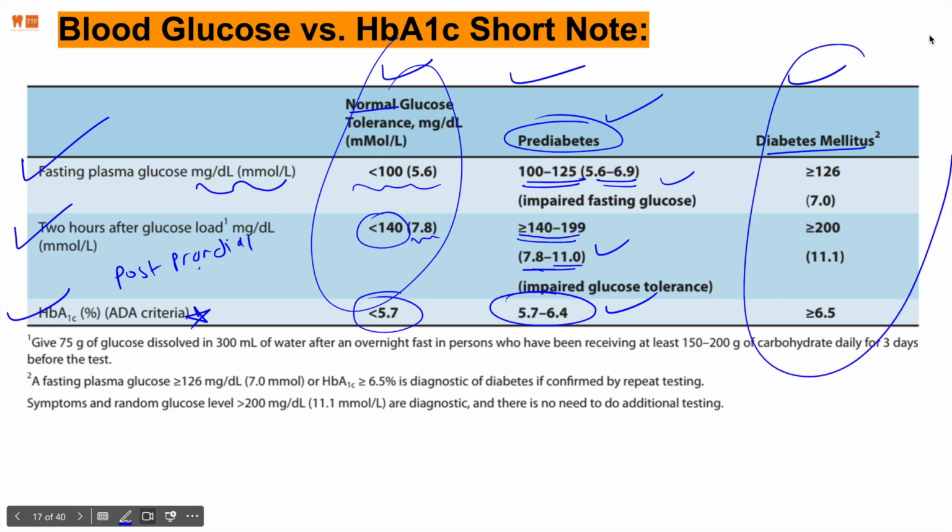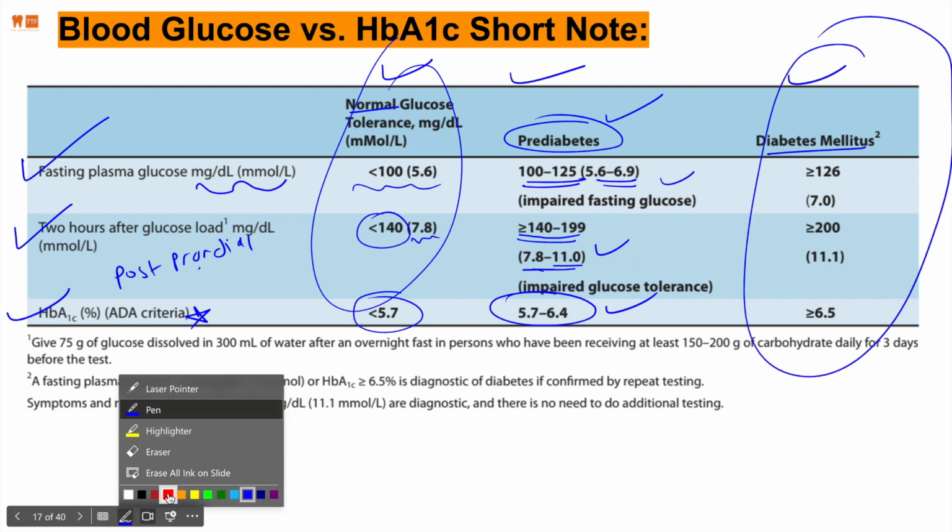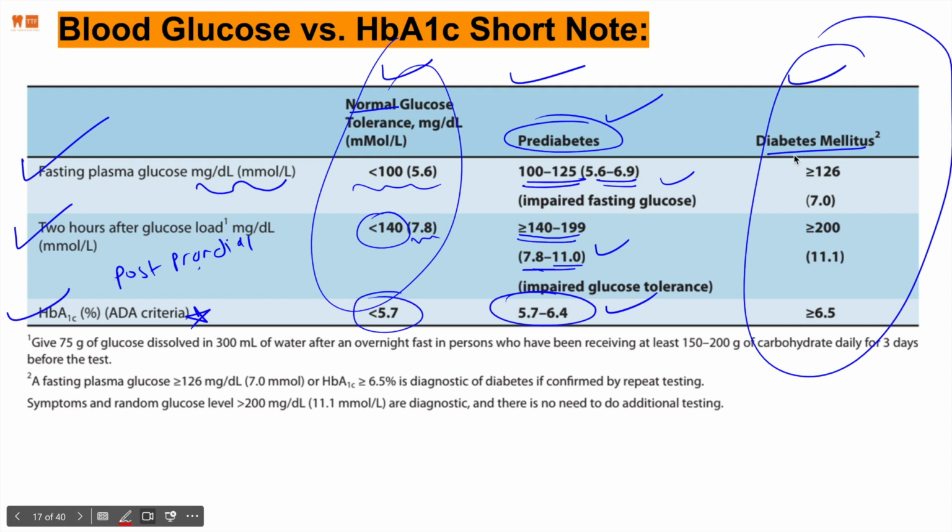Diabetes diagnosis is very, very, very important to know. What is diabetes? Fasting plasma glucose more than or equal to 126 milligrams per deciliter, 7.0 millimoles per liter, or postprandial more than or equal to 200 milligrams per deciliter, or 11.1 millimoles per liter. Lastly, more than or equal to 6.5 HbA1c. This is diabetes mellitus.